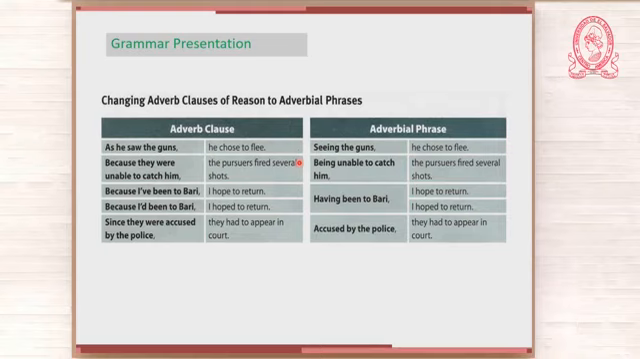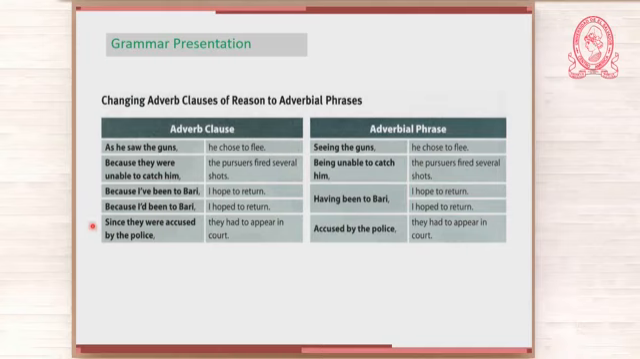Something else that we keep, remember, is the comma. So whether we have an adverb clause or an adverbial phrase at the beginning, we keep the comma. Okay? And in the other examples that you have here, look at this. Having been to Bari, I hope to return, accused by the police. In both cases, because and since disappear. Okay, that is something that you have to remember when we are dealing with adverbial phrases.